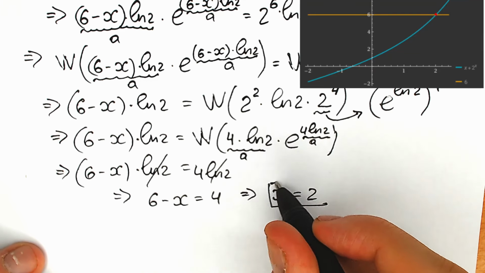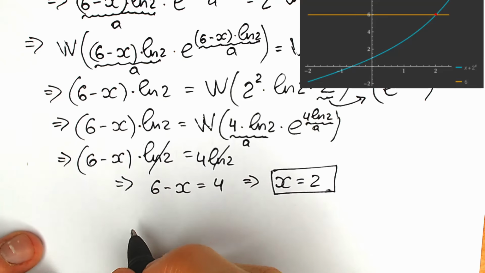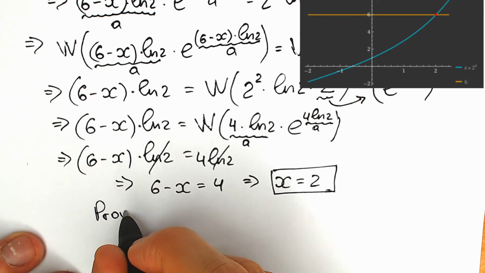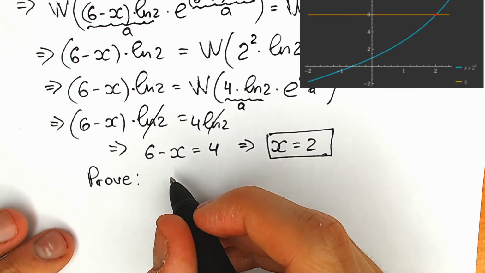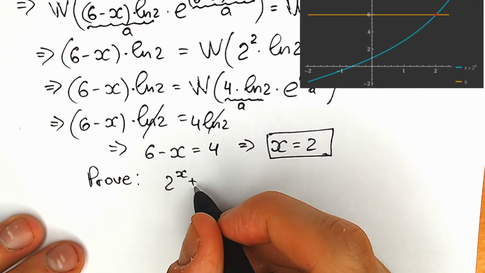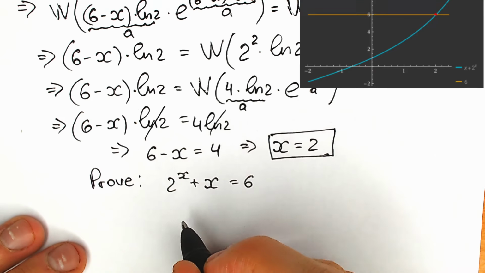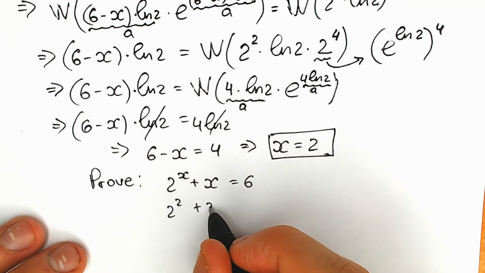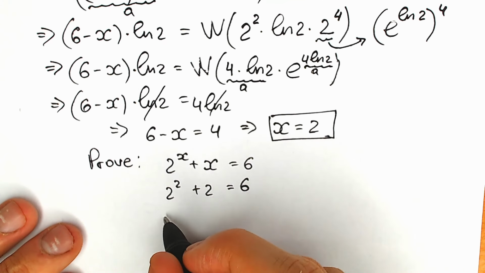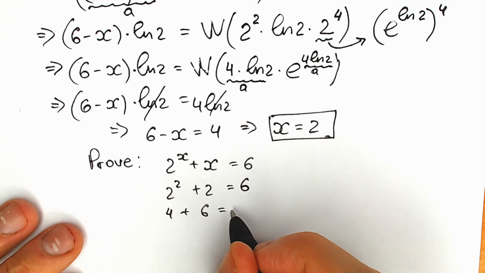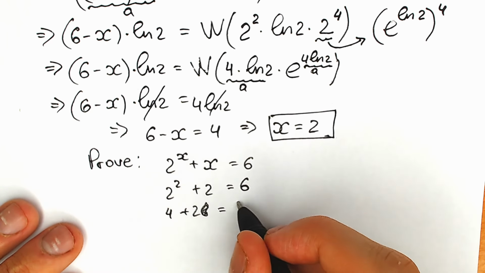Right now, let's check this root real quick. We have one root, so we have proof right here. Let's check our root real quick. We have 2 to the power x plus x equals 6. So as a result, we have 2 squared plus 2 equals 6. Of course, this is correct, because 4 plus 2, sorry, is equal to 6.